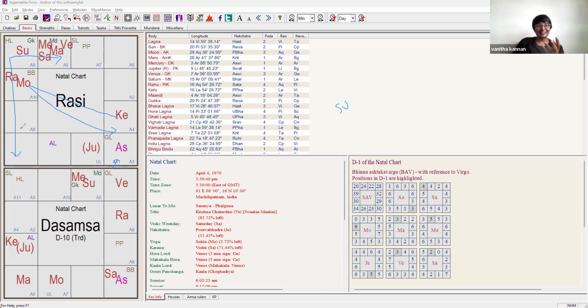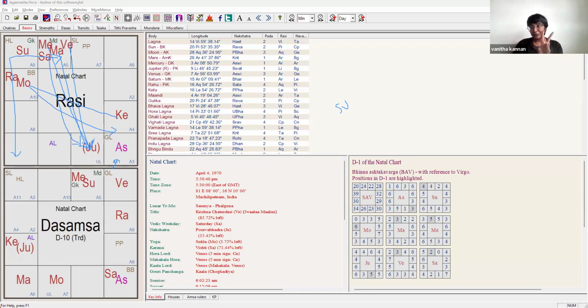Let's get into the Sun. Sun is aspecting Lagna, we already found out. Now let's see Mercury. Mercury is aspecting Jupiter. Mars is aspecting Jupiter. Venus is aspecting Jupiter. Saturn, Jupiter. So every planet is aspected by Jupiter. Is this much clear? Is this much correct? Yes. Okay. Mercury and Venus have only one aspect, so we leave them.